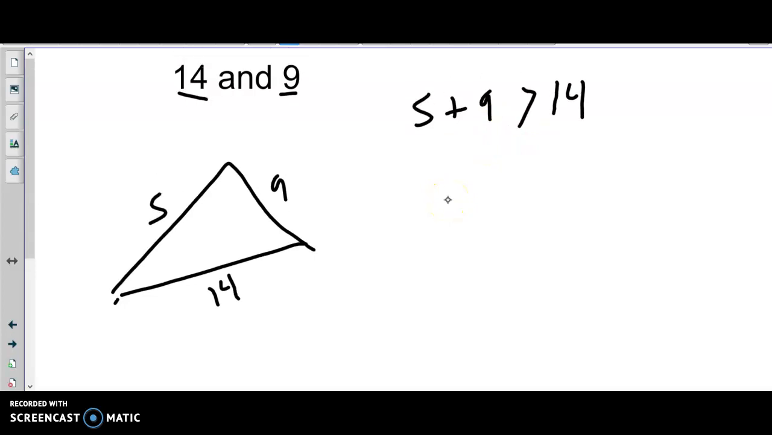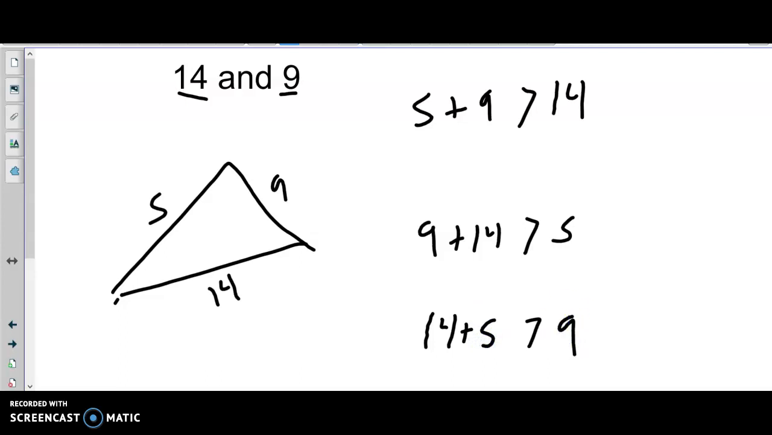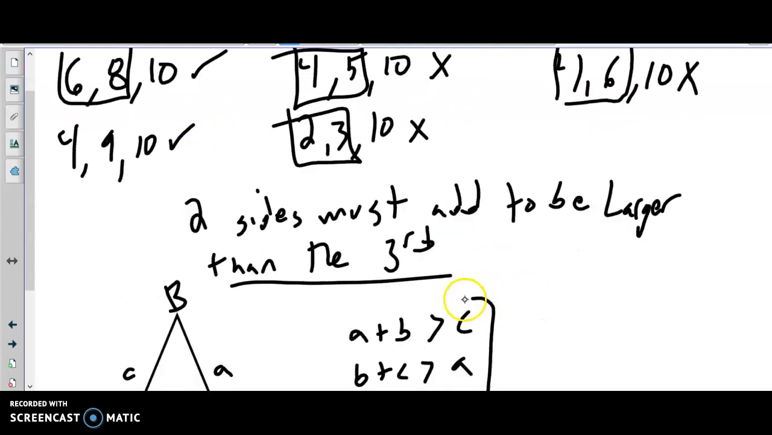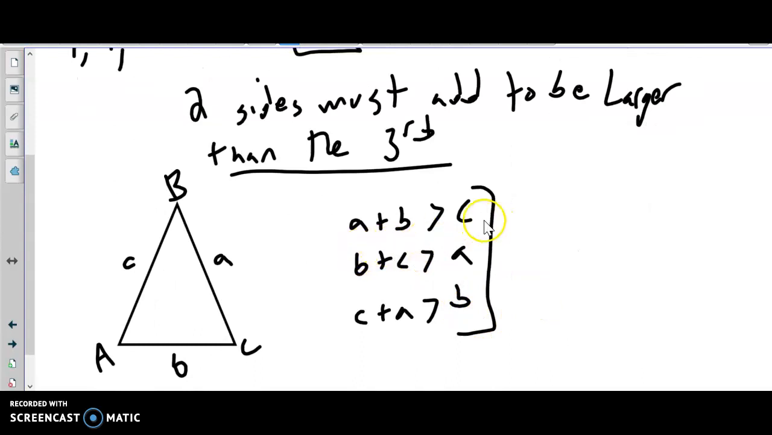Well, then I also know that 9 plus 14 has to be greater than S. So S can't be so large that it's not there. But then I also look at that last one and say 14 plus 9 has to be greater than, I'm sorry, I already did that one. The last one that we look at is 14 plus S has to be greater than 9. So those come from this down here. I just simply take two sides, say it has to be greater than a third. So I create all of those.